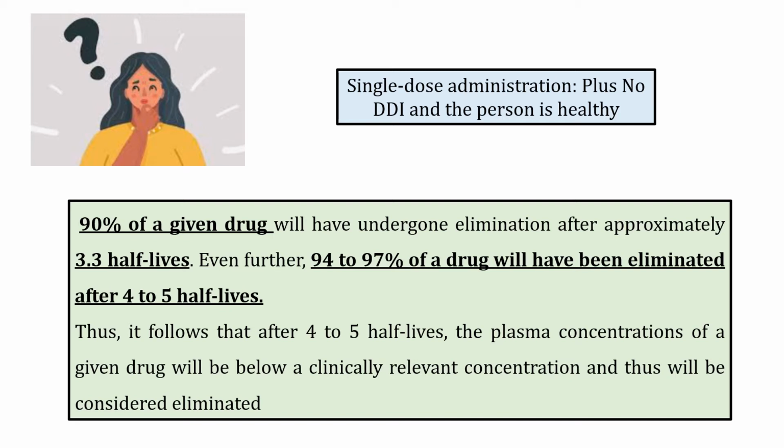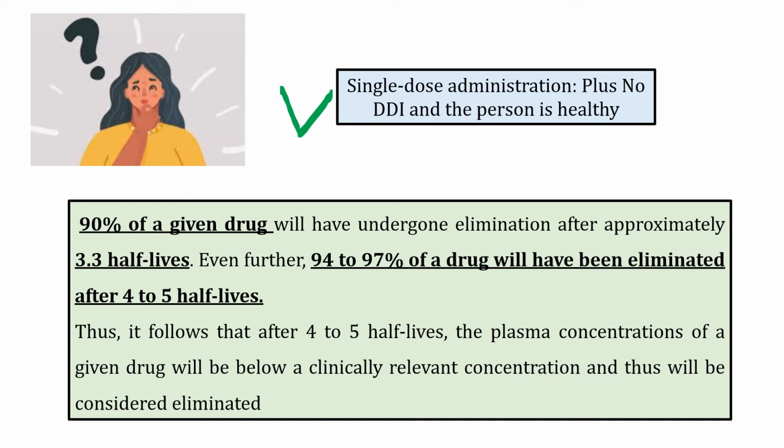That 90%, for example, assuming no addition of additional drug after the initial dose, ignoring any drug interactions. That's what I was trying to say: no drug interactions, it's a single dose, and assuming a physiologically healthy individual, certain quantitative constants apply to all drugs assuming first order pharmacokinetics. And that we have discussed in our previous session: what is zero order and first order pharmacokinetics. So in ideal conditions, 90% of the given drug will have undergone elimination after approximately 3.3 half-lives. A further 94 to 97% of the drug will have been eliminated after 4 to 5 half-lives. That's what we can see in the previous slide.